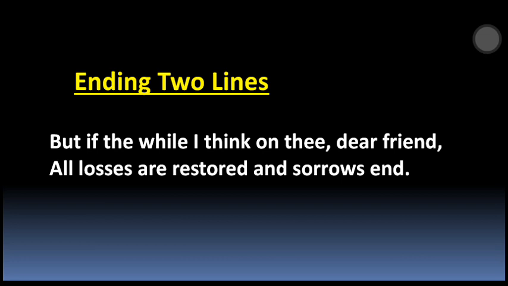The two ending lines are the central theme, the central point of the whole sonnet. It is the nature of the Shakespearean sonnet that it is centered on the last two ending lines. The central element is always presented in the last two lines. As in this sonnet, it is also noticeable. But if the while I think on thee, dear friend, all losses are restored and sorrows end.